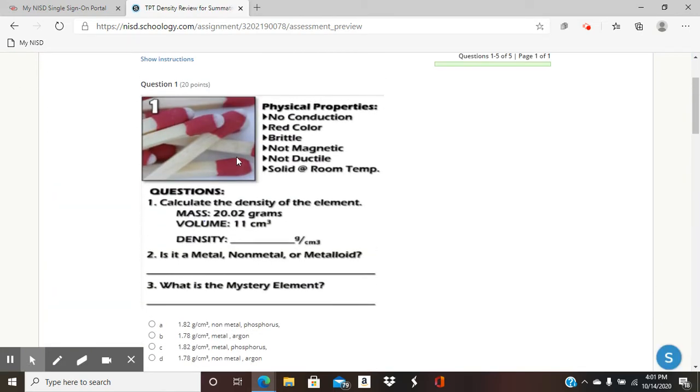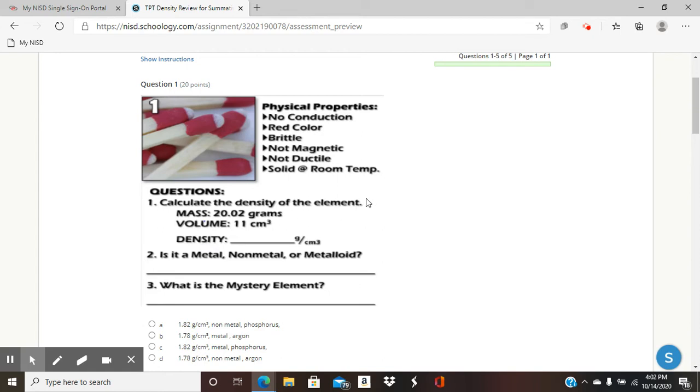It shows you a picture of matches, and the physical properties are no conduction, red color, brittle, not magnetic, not ductile, solid at room temperature, and you're going to calculate the density of the element. So I give you the mass and I give you the volume. You need to get the density.